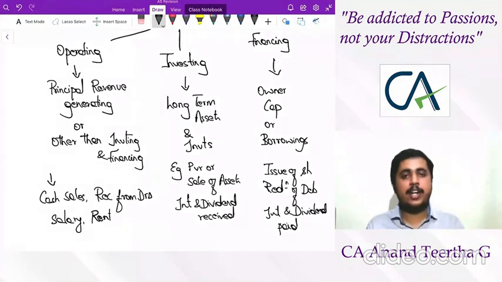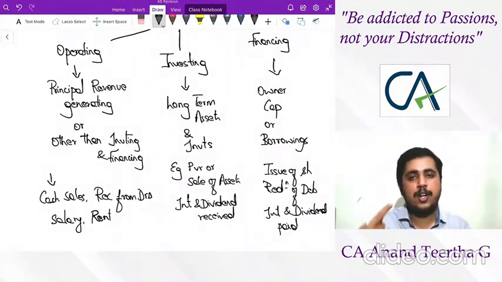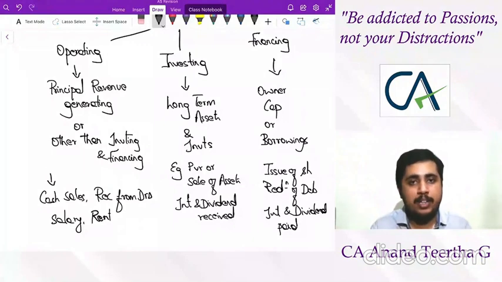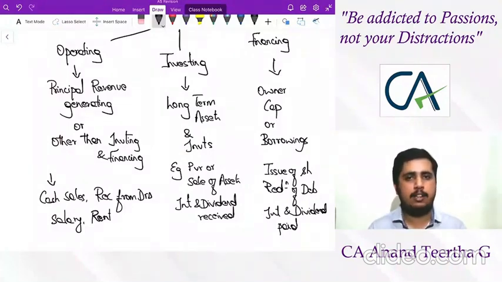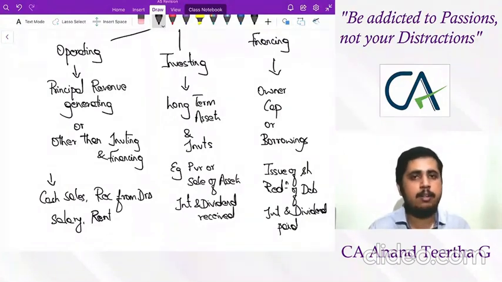Interest and dividend paid. So, interest you are paying. Why? Because you have a debenture. You have issued a debenture, you are paying interest. There is a borrowing, you pay, so it is financing. You are paying dividend. Why? You have a share, owner's capital, you are paying, so it is financing. So that's how financing activity comes into the picture.